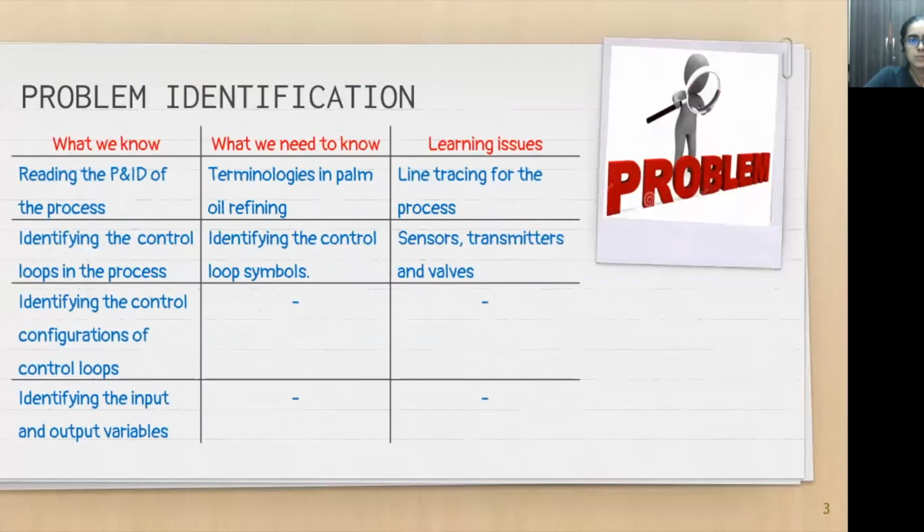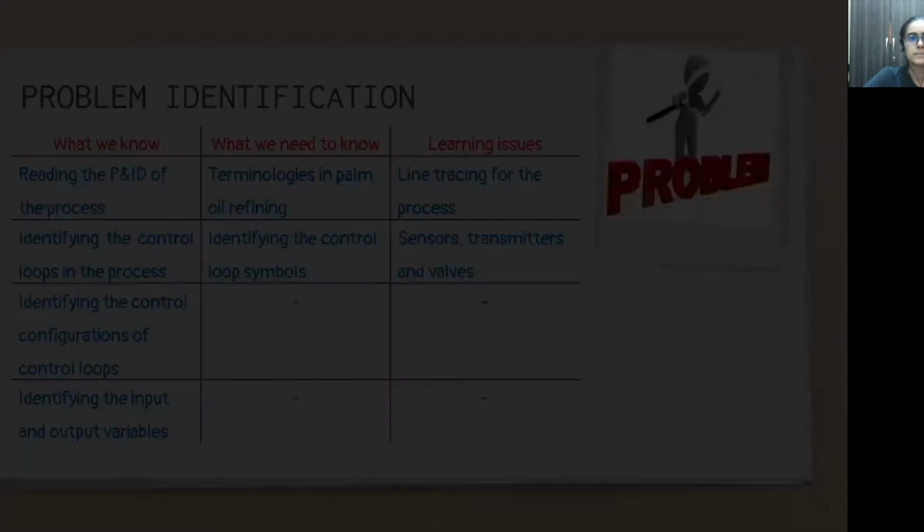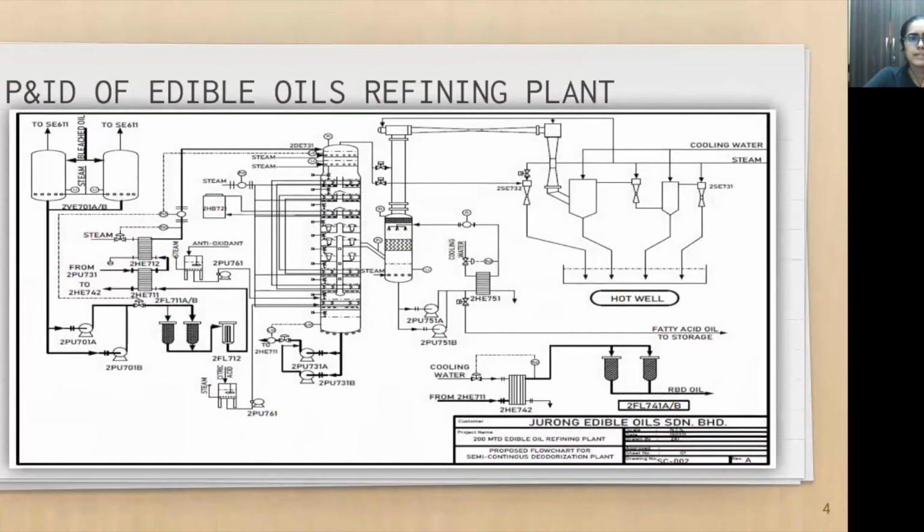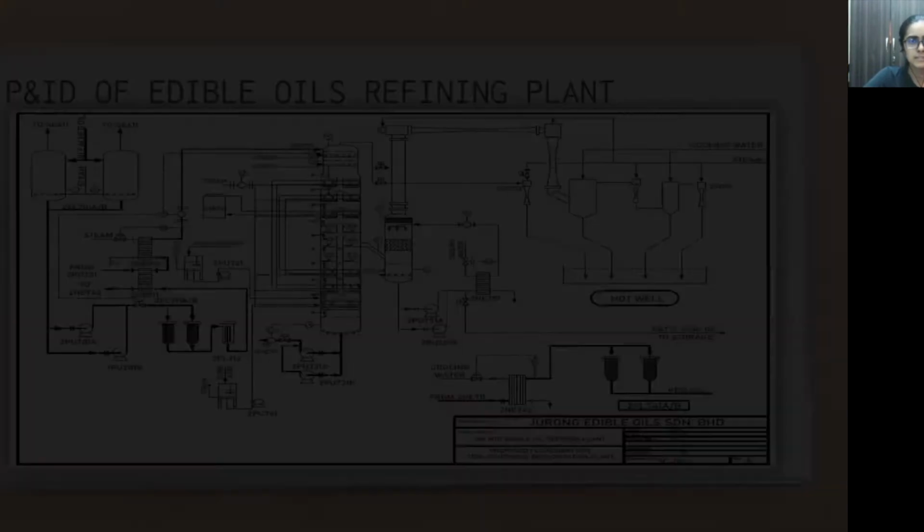This is our problem identification. We already know the P&ID and control loops in the process, and also the configuration of control loops and the input-output variables. The learning issues are line tracing for the process and the selection of sensors, transmitters, and valves. This is a P&ID of an edible oils refining plant.